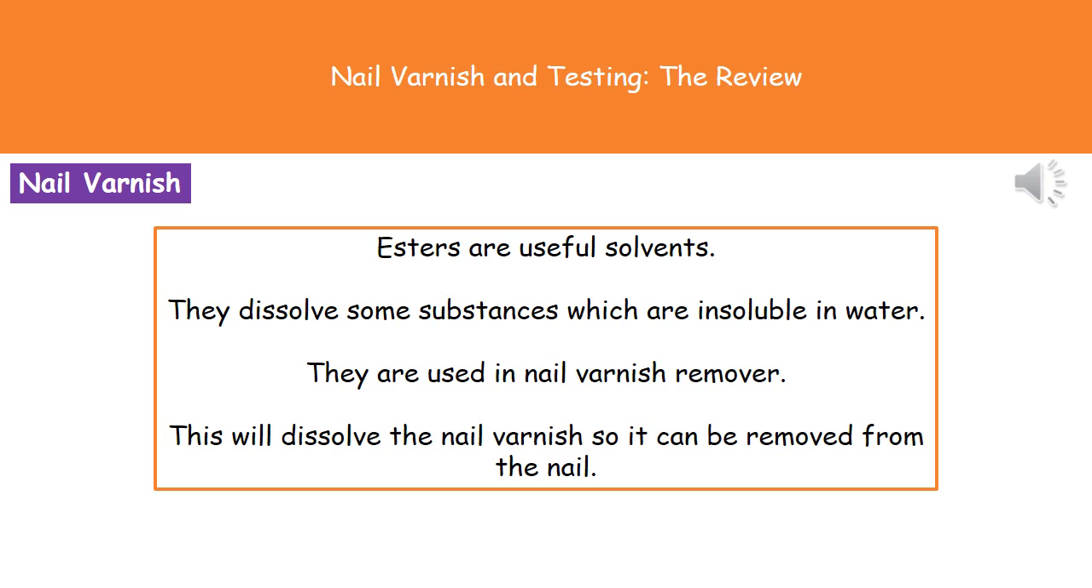So what we find is we've got to use something else as a solvent. And what we actually use are esters. So we've mentioned esters when we were looking at perfumes, and they've got a nice smell, and they're also very useful solvents. Now, the reason that the esters work is that they can actually dissolve some substances that are insoluble in water, and it's an ester that we find in our nail varnish remover.